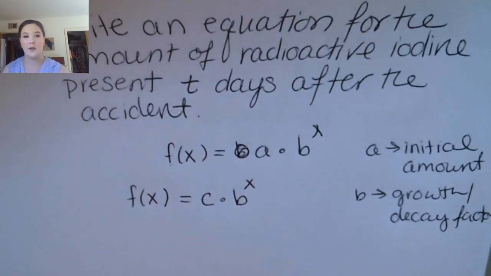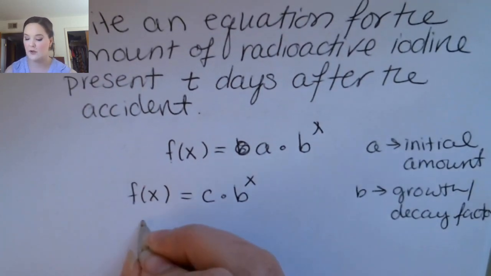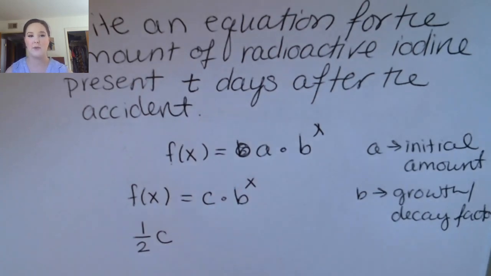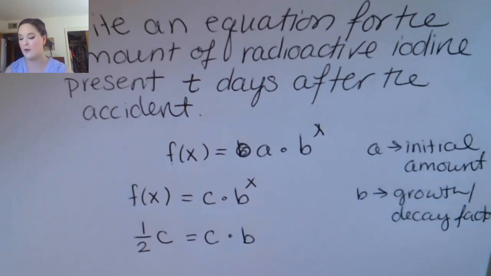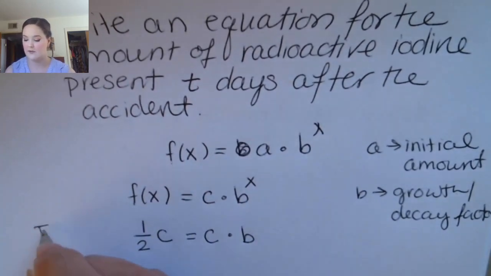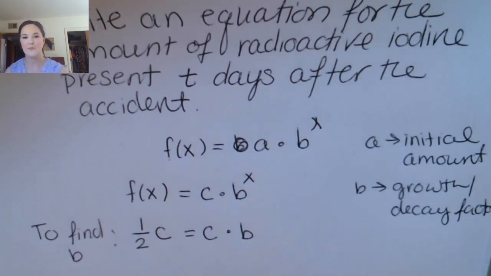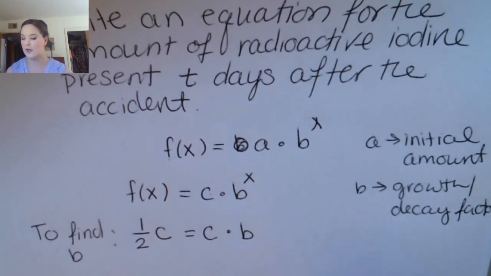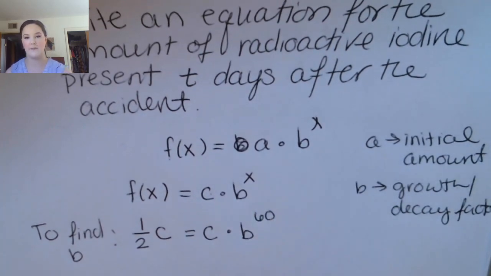Then the only other thing we know is that half of it will be gone after 60 days. So we know that the new amount will be 1/2 C. Just like in the previous one, we had double the initial amount, we put 2P. Here we have half the initial amount, it's 1/2 C. This is the same. We're trying to figure out B, by the way. That's our goal. We want to find B. Because we filled in the initial amount, now we want to know what the growth or decay rate is, and we know that this is after 60 days, so we're going to put 60 here.